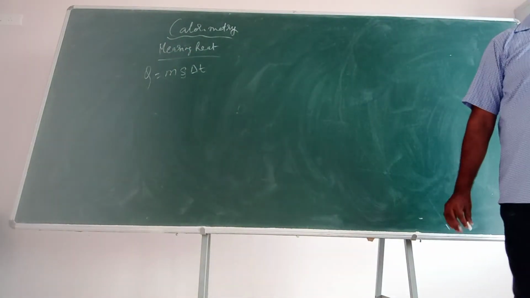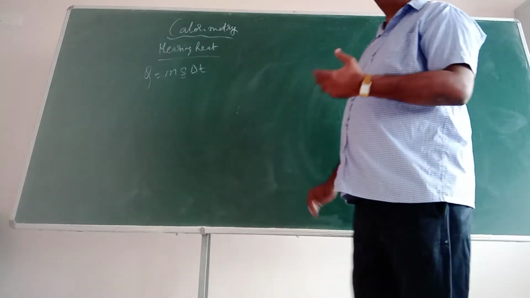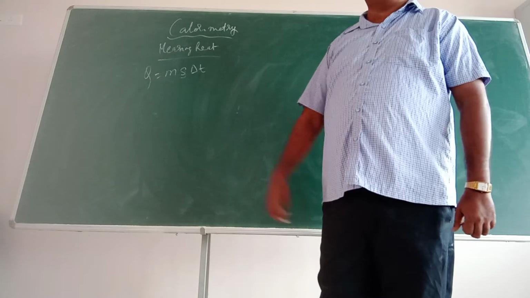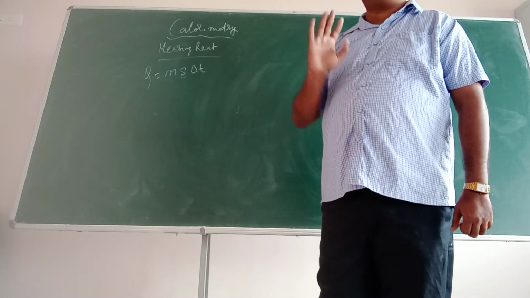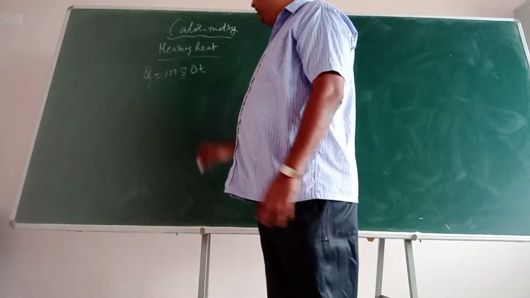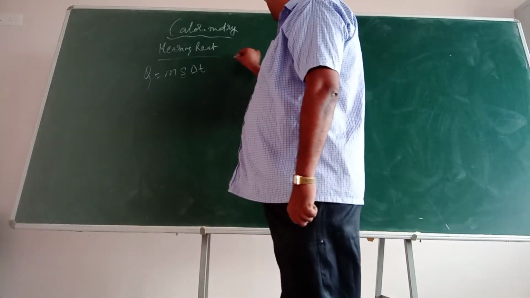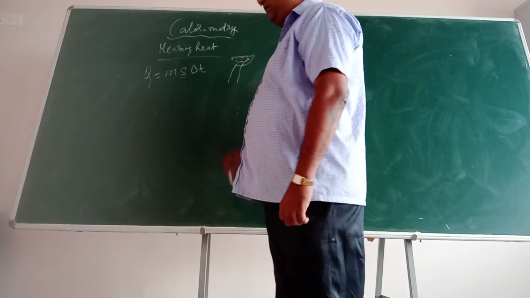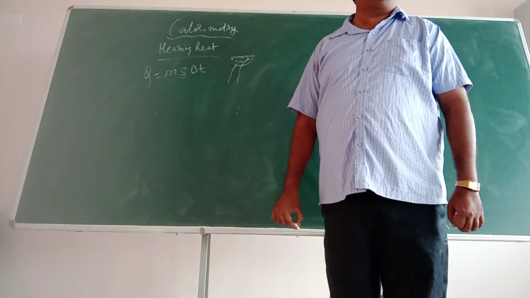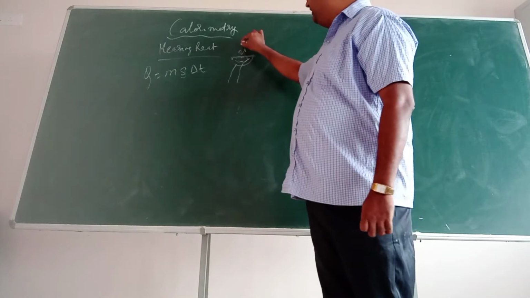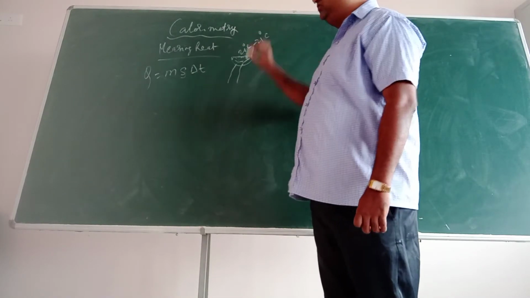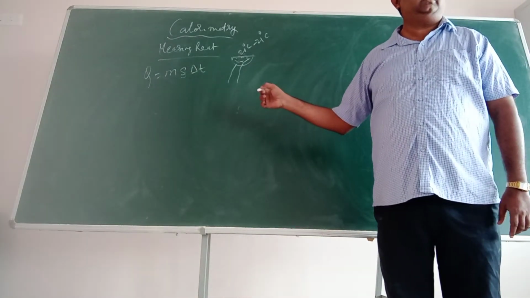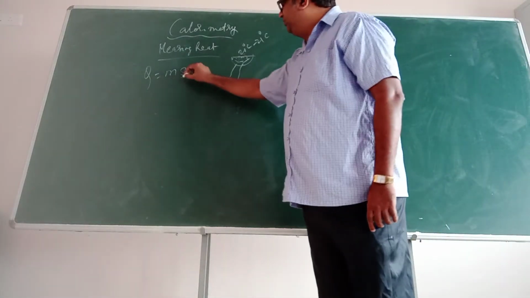Specific heat is the heat required to raise the temperature of the object by 1 degree Celsius. If you are talking in Kelvin, 1 Kelvin. Clear? So basically, what are you trying to do? You took a container, put some water inside it, and you are supplying heat. Originally the temperature was 20 degrees Celsius, now it became 21 degrees Celsius. You gave some heat, only then is this possible, right? So specific heat is that.